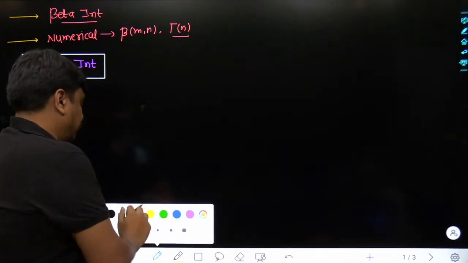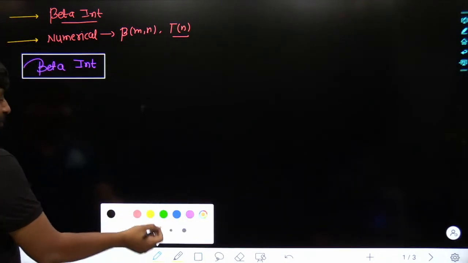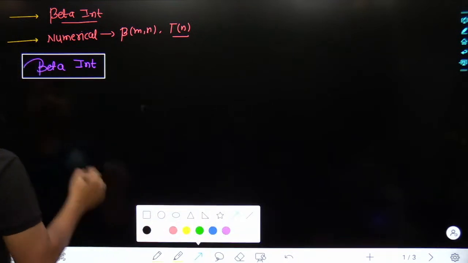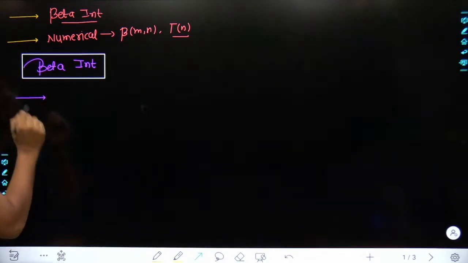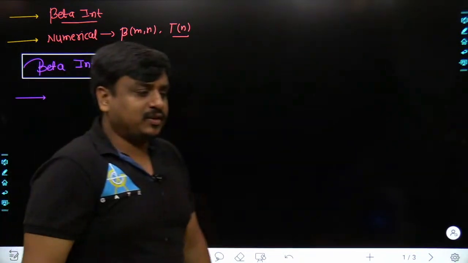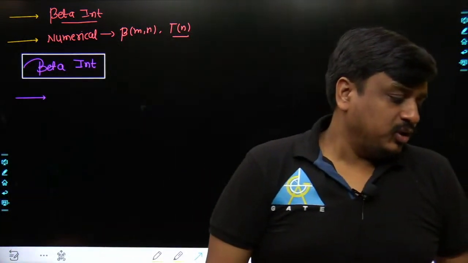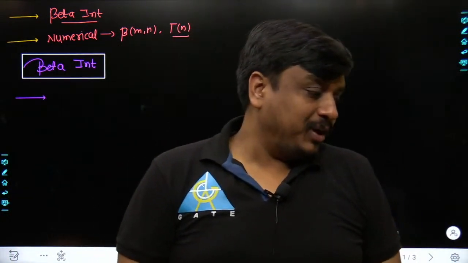Anyways, first focus on the structure of the beta integration. As we have the standard structure of the gamma integration, in the same form you would also have the standard structure of the beta integration.